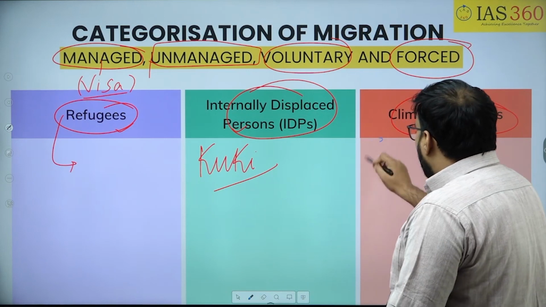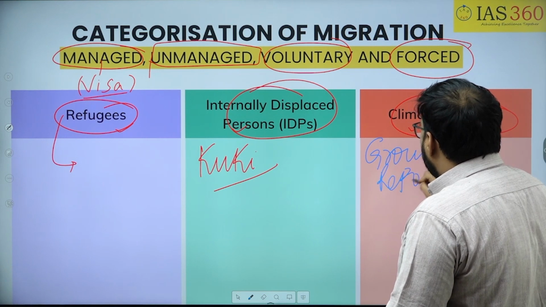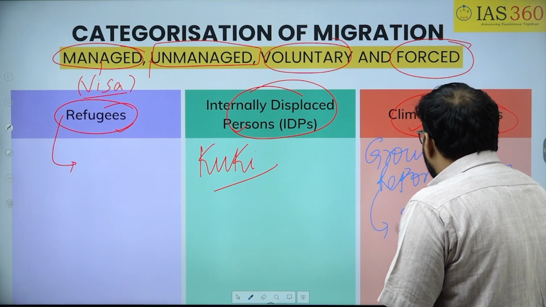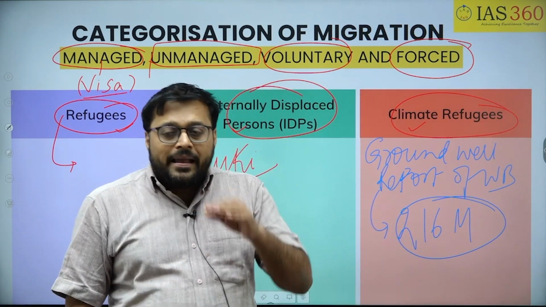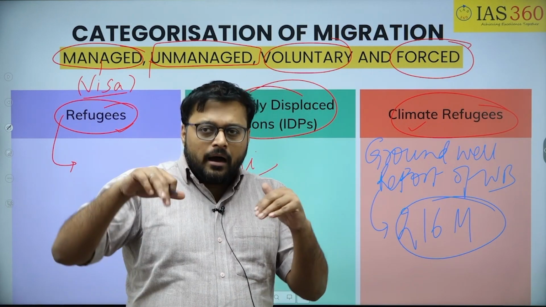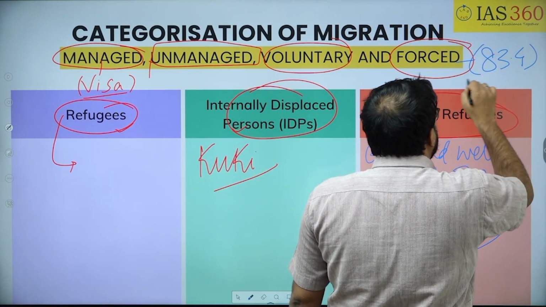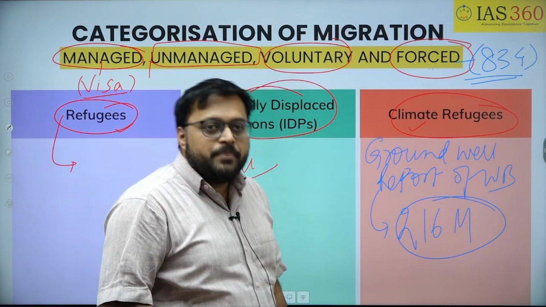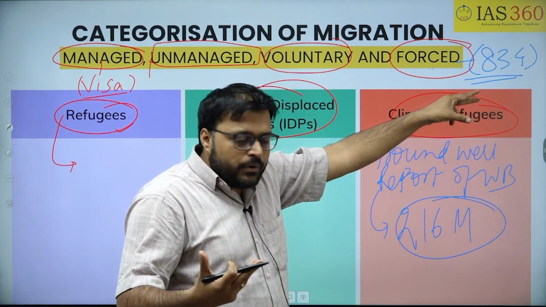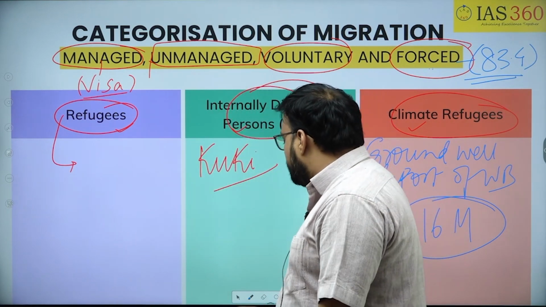And according to the Groundswell report of the World Bank, about 216 million people are expected to migrate as climate refugees by 2050. And I am just giving you another data point, that 83.4 million people came under the meaning of forced displacement in 2021. So whatever this data is reflecting, it is about 2021, and whatever this data is reflecting, it is a futuristic projection by 2050.